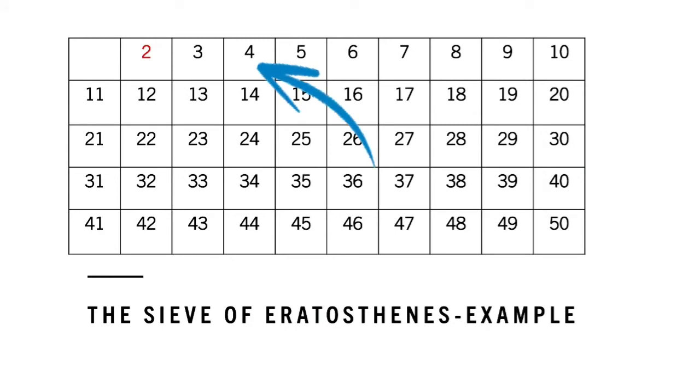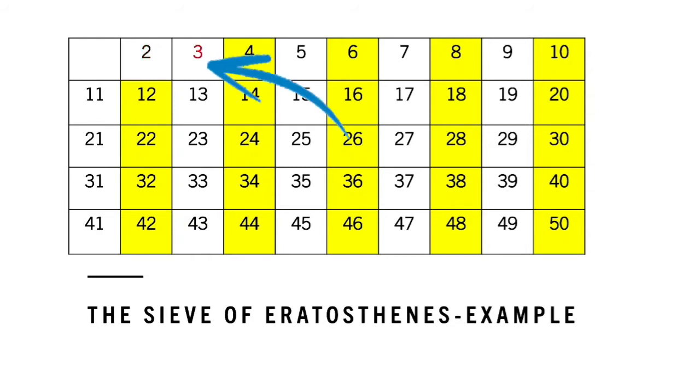The next multiple will be 6, 8, 10 and so on. Here on your screen you can see that I have marked each and every multiple of 2 with yellow color. But the key point is that the marking will start from the square of 2. The next prime number that we have is 3.